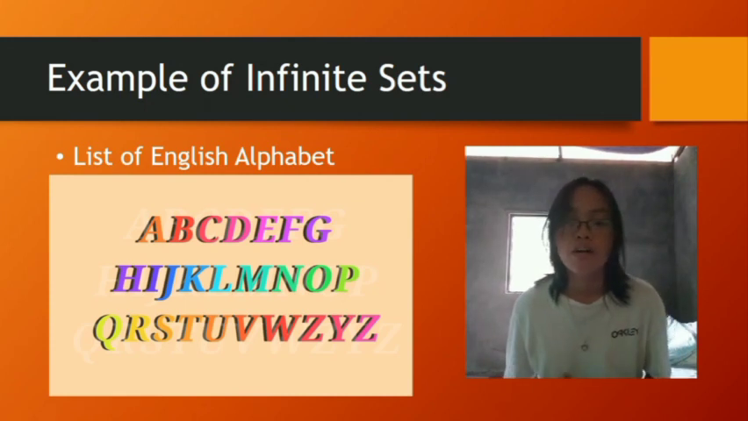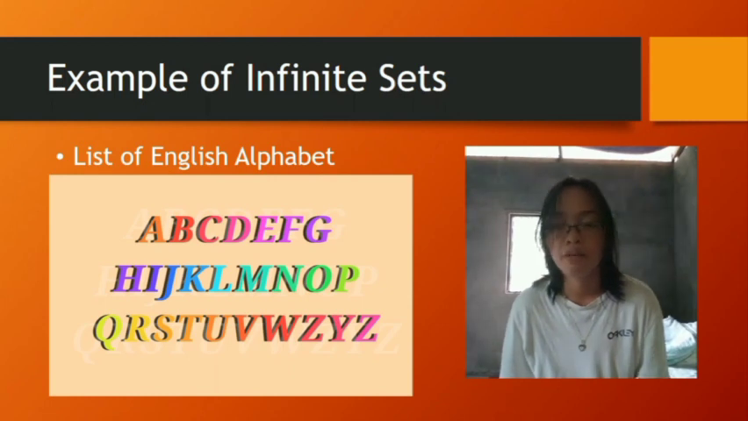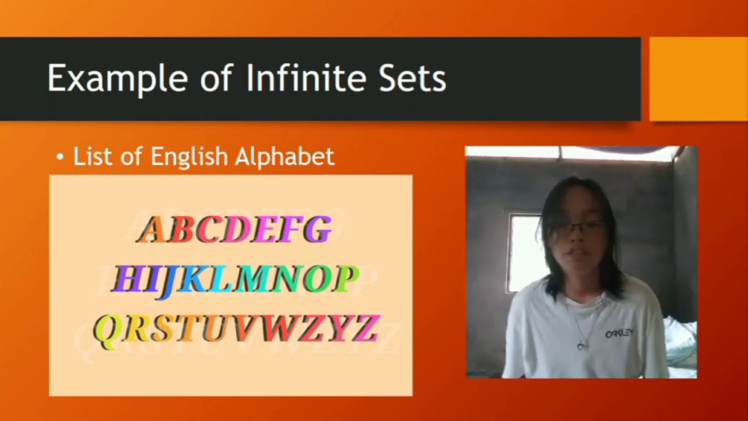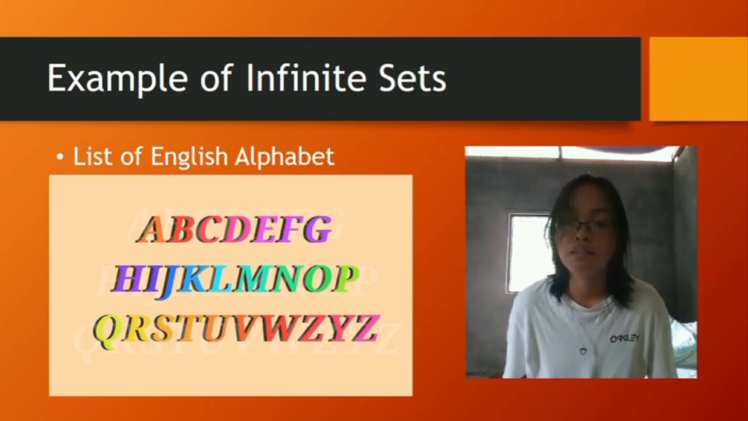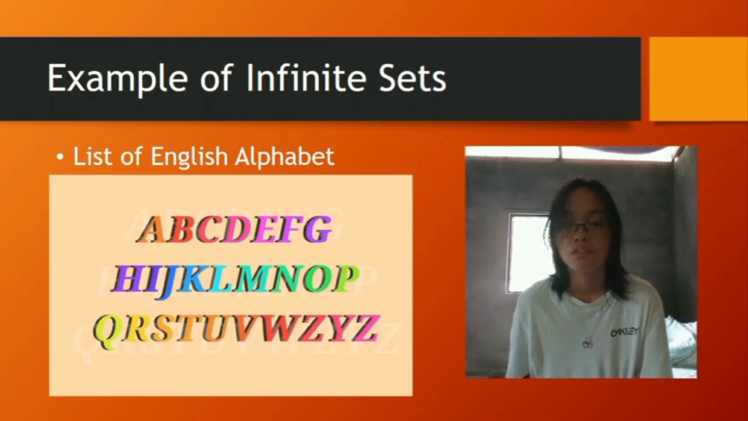This is also another example of an infinite set: the list of English alphabet. We can say that the list of English alphabet is infinite because it consists of 28 letters, no more, no less, and it's countable. So that's my part for the infinite set. Thank you.